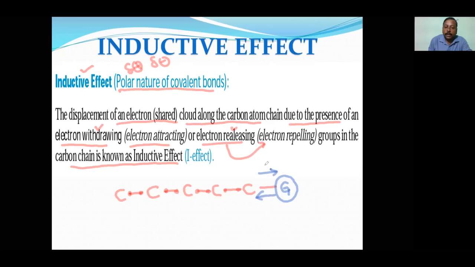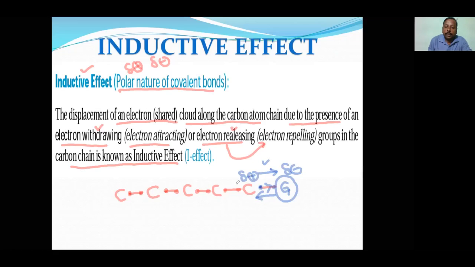So let us take this condition. These two electrons, which are supposed to be exactly at the center of the carbon and group, tend to be pulled more by the group and less by the carbon. So this electron will move in this direction. Because of that, it is losing, it is gaining. So what will it get? It will get partial positive and partial negative.